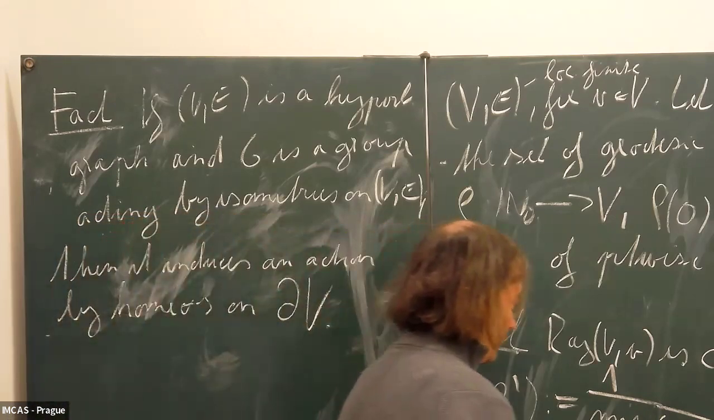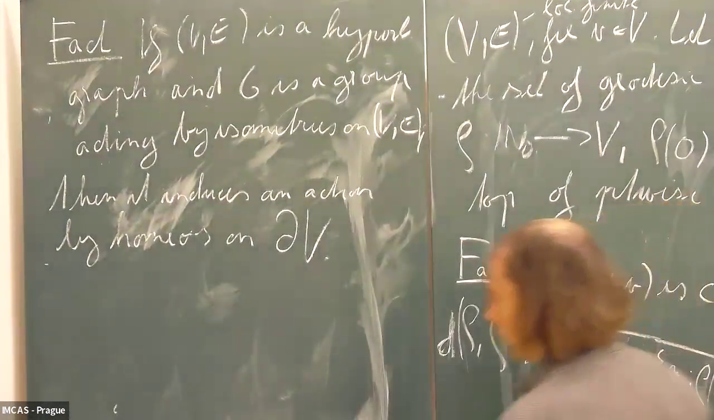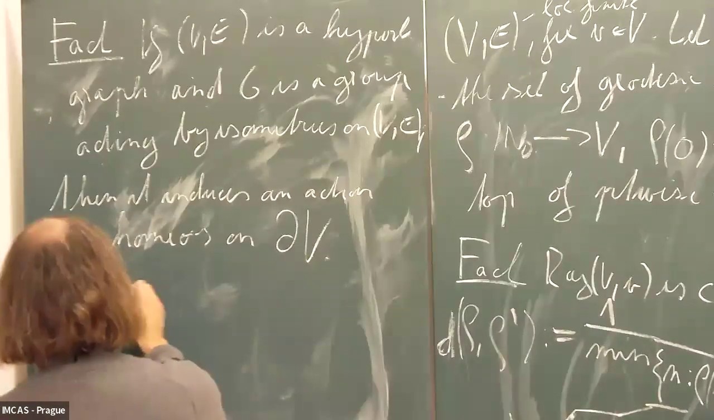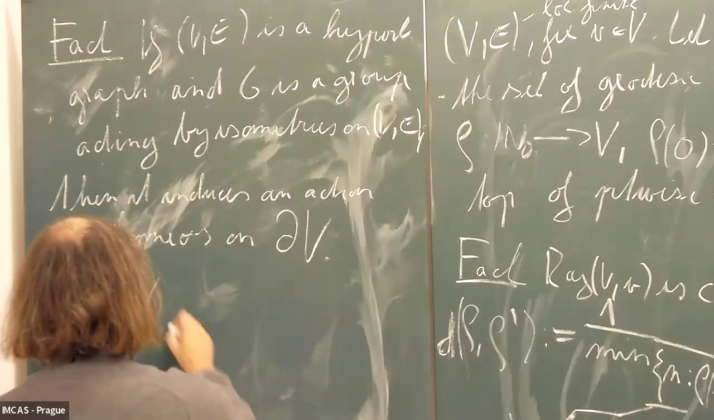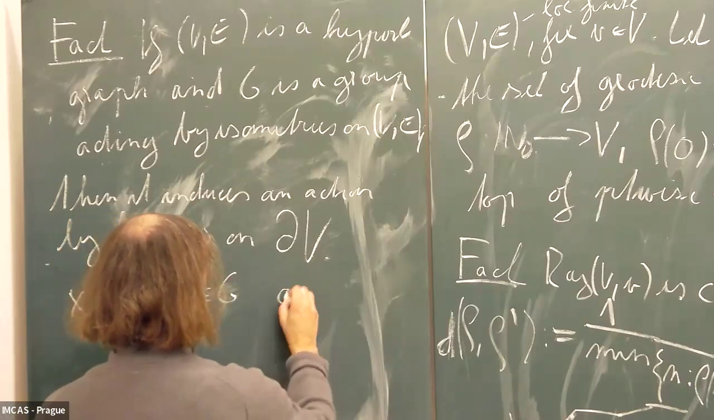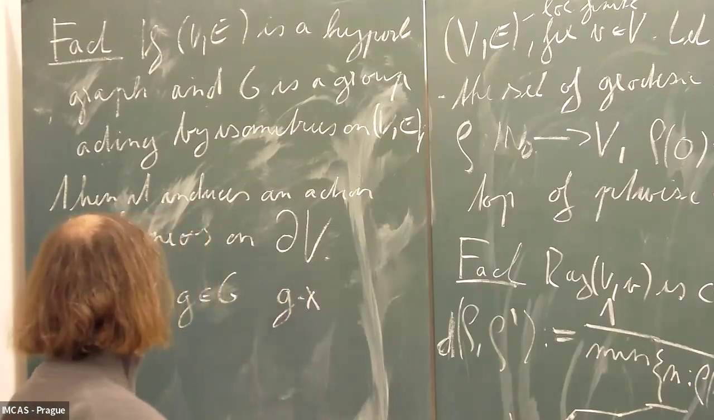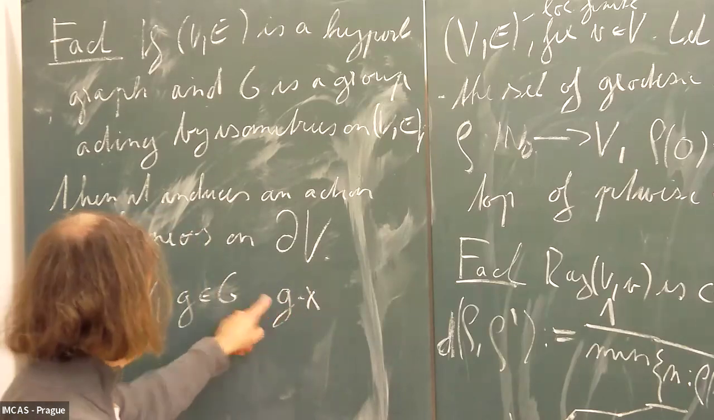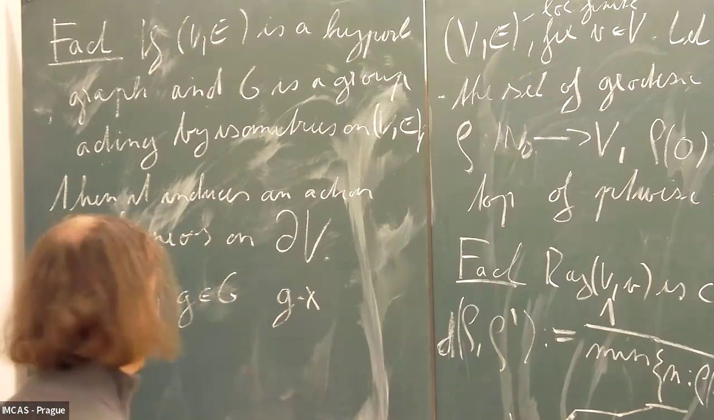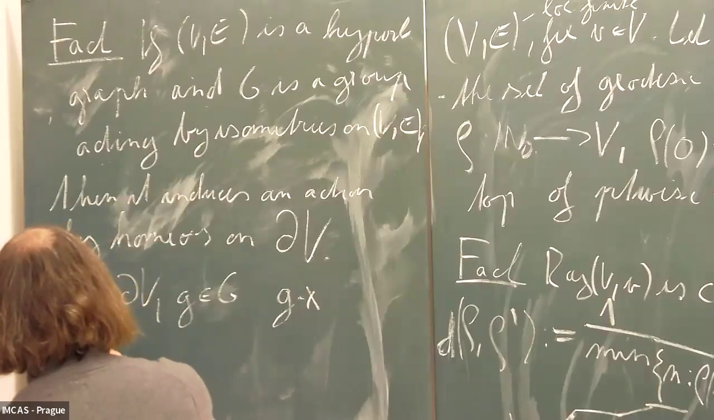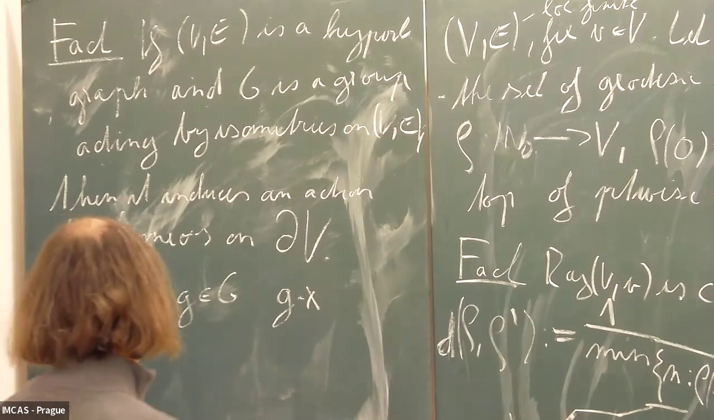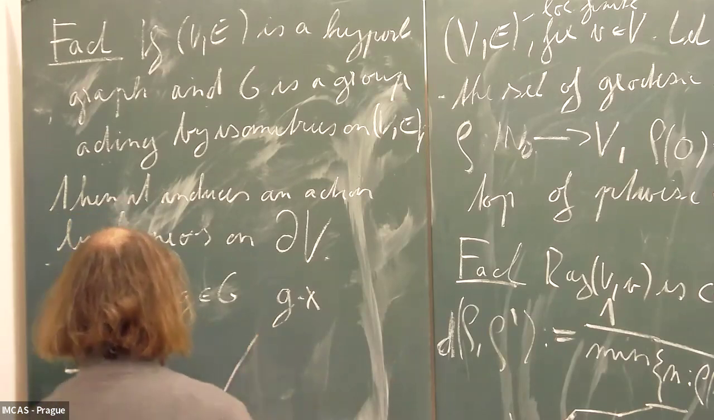So I will explain it again just by picture. Let's take some point x from the boundary, and let's take some element g from the group, and we want to see what the image of x is, how g acts on this x. So this x is an equivalence class of rays. Let's say some representative ray.